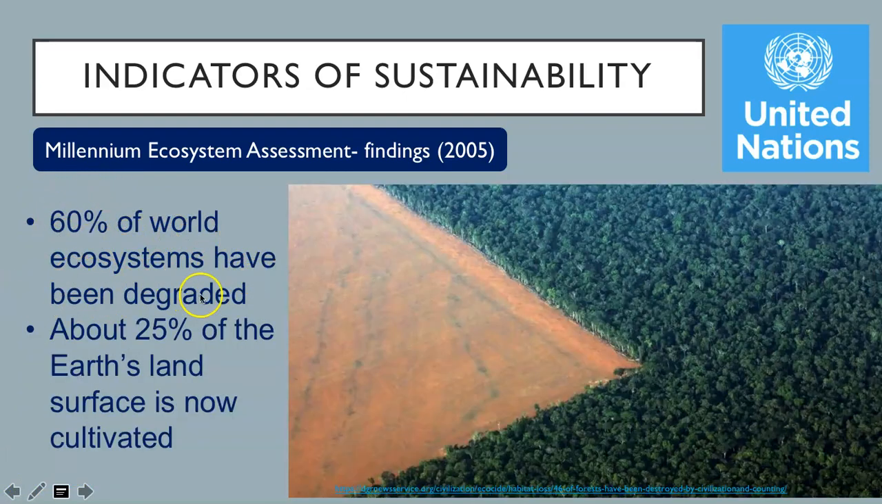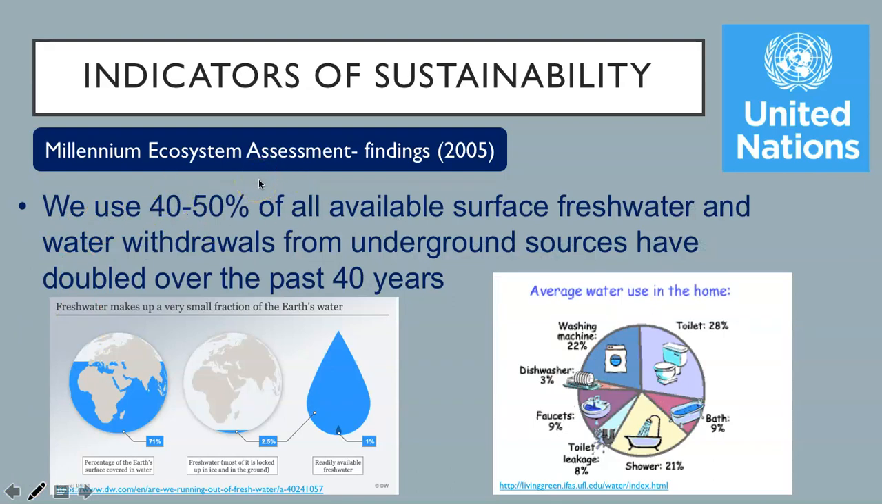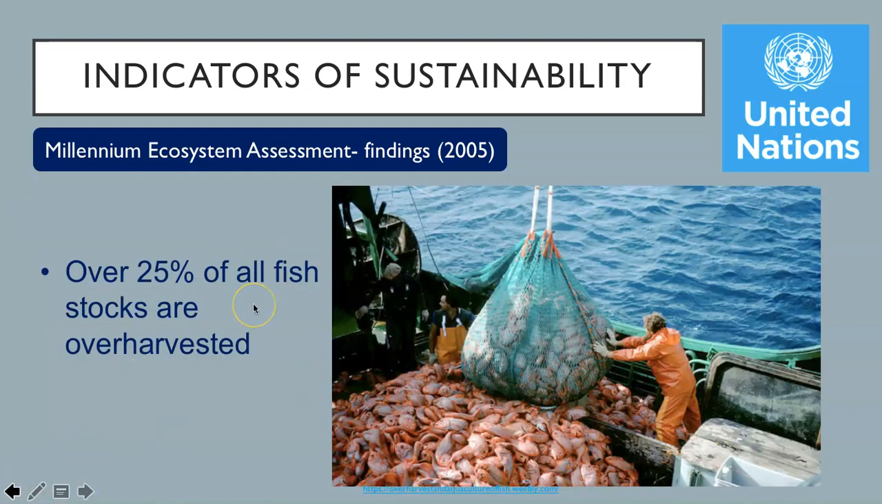60% of world ecosystems have been degraded. About 25% of Earth's land surface is now cultivated. We use 40 to 50% of all available surface fresh water, and water withdrawals from underground sources have doubled over the past 40 years. Here is a summary of how we use our fresh water. And keep in mind that Earth's freshwater resource is finite. It is limited. Over 25% of all fish stocks are over-harvested, which means a quarter of fish are being unsustainably harvested.